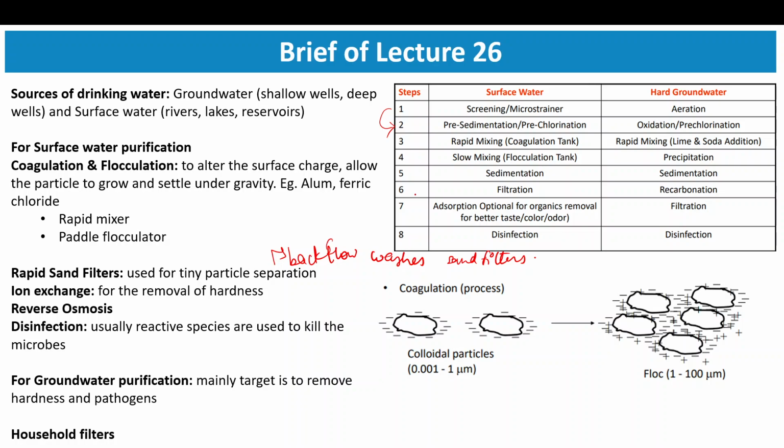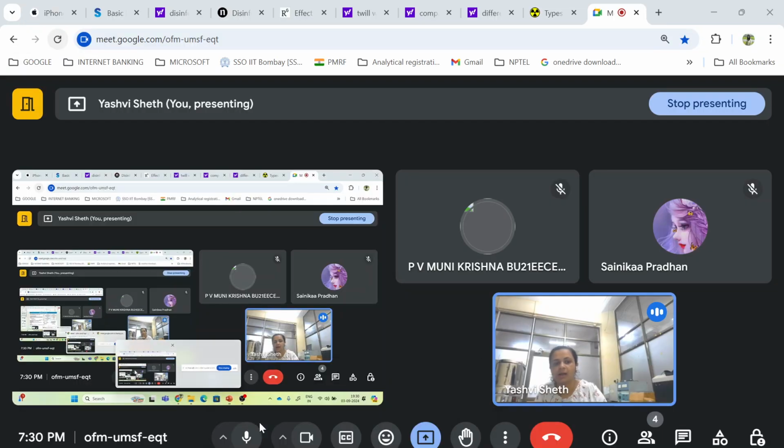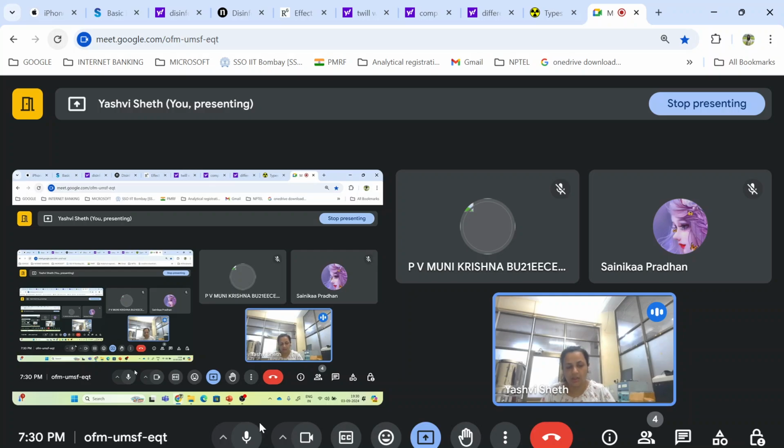Now if we talk about hardness present in water, surface water and even groundwater might possess some hardness, but in the case of groundwater, the hardness might be relatively higher. So to remove hardness, we can use the ion exchange method. Can anybody tell me what hardness is? We have already discussed this. What ions contribute towards hardness, and what do you know about hardness?